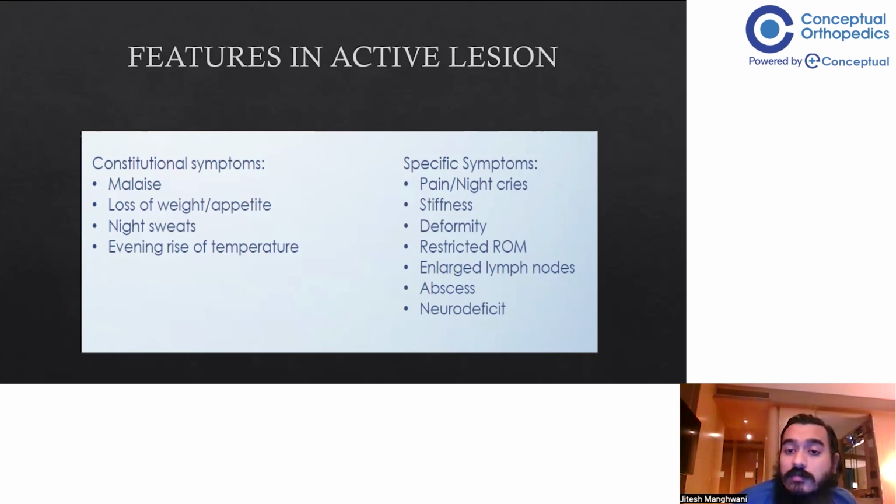There would be a lot of stiffness of the back. The patients may also have deformity. The range of motion is restricted. The lymph nodes would be enlarged. There would be abscesses and neurodeficit. So these are all the features of the active lesion.